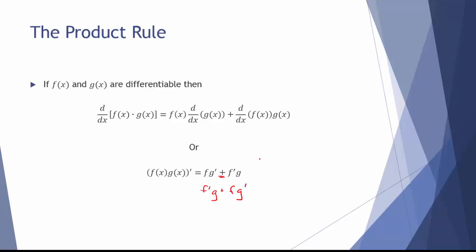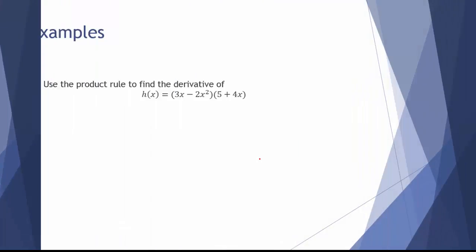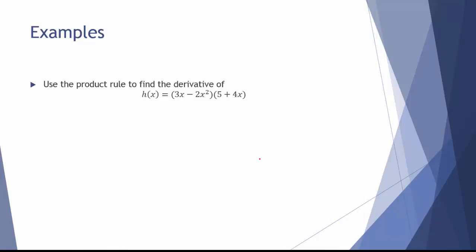Let's take a look at some examples. Use the product rule to find the derivative of h of x equals the product of 3x minus 2x squared times 5 plus 4x. So this specifically asks us to use the product rule to find the derivative, so that's what we're going to do.